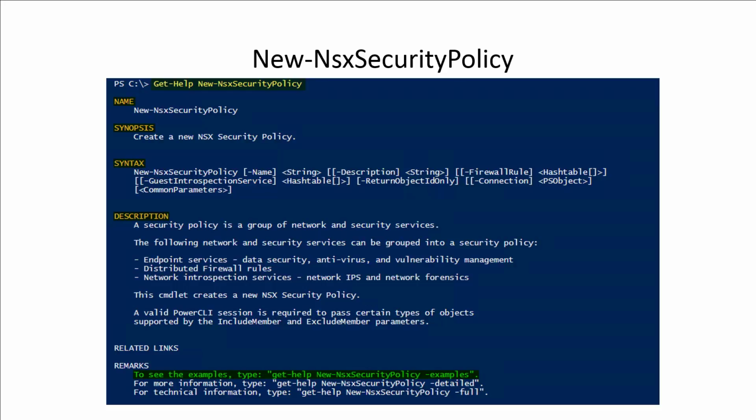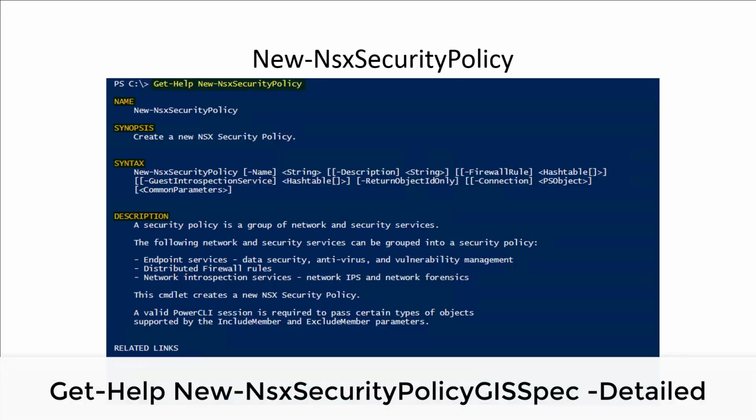The guest introspection service parameter works similarly to the firewall rule parameter except passing its information to the New-NsxSecurityPolicyGISSpec commandlet. Since this video is focused on firewall rules within a security policy, we won't be covering the functionality of guest introspection. For more information about the New-NsxSecurityPolicyGISSpec commandlet, I encourage you to run the following command. Okay, let's jump into a quick demo.